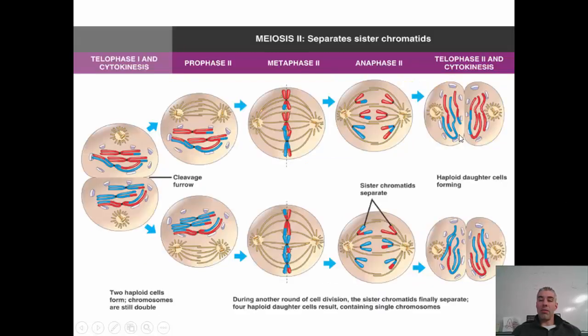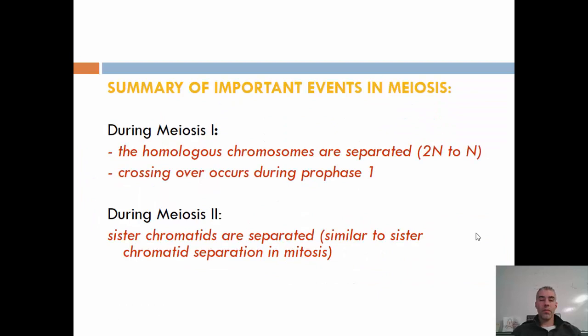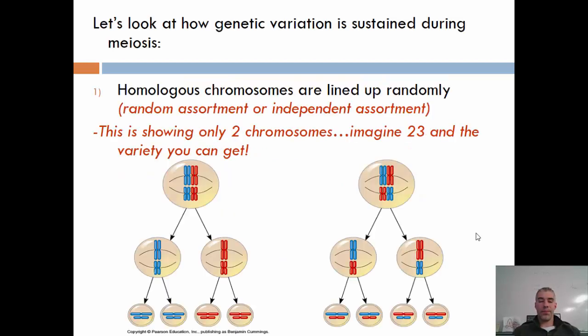Notice how many cells we made. We made 1, 2, 3, 4. We started with 1. Okay? So what happened during meiosis 1? The homologous chromosomes are separated, and that process called crossing over occurred during prophase 1. And then during meiosis 2, the sister chromatids are separated, just similar to how that happens in mitosis.